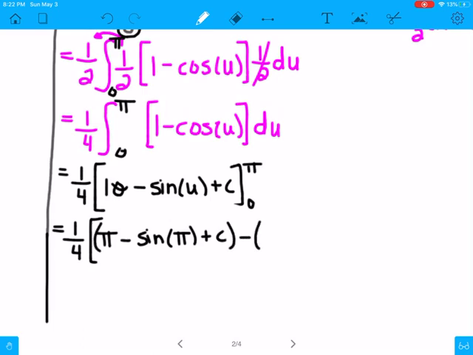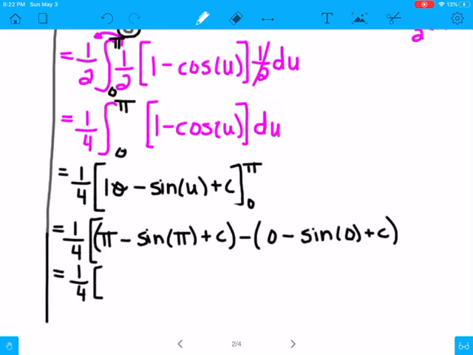Minus, and fill in 0. 0 minus sine of 0. Now remember, sine 0 and cos 0 don't always result in 0, so you have to fill them in, unlike 0 squared, which would be 0. You need to fill them in and see if they result in something, because cos of 0 is 1, right? All right, so the quarter sits out front.